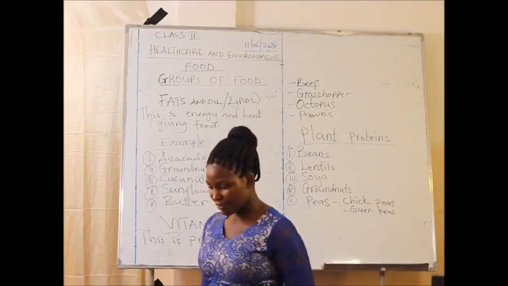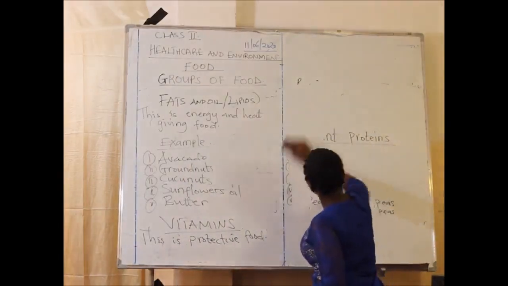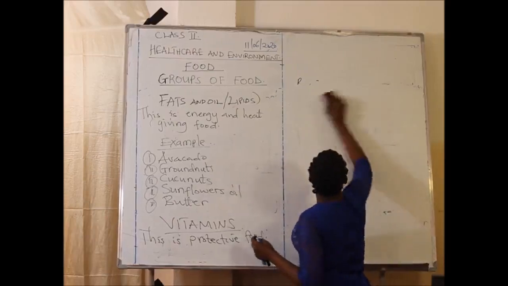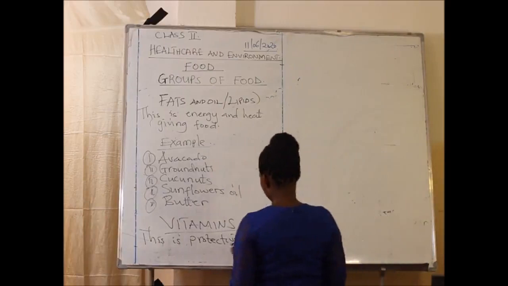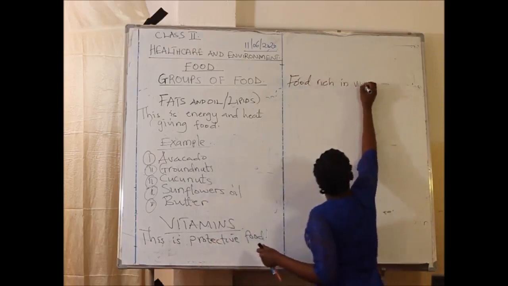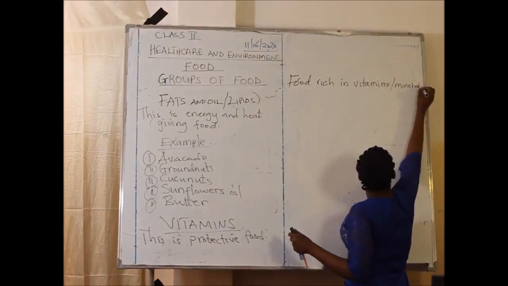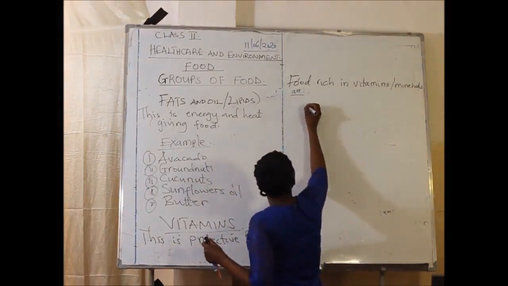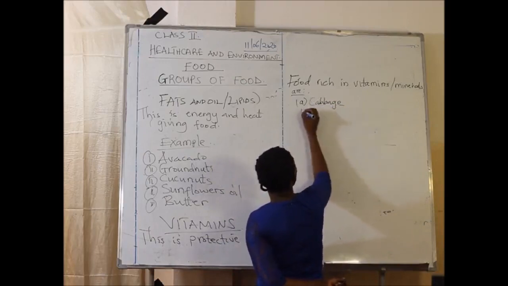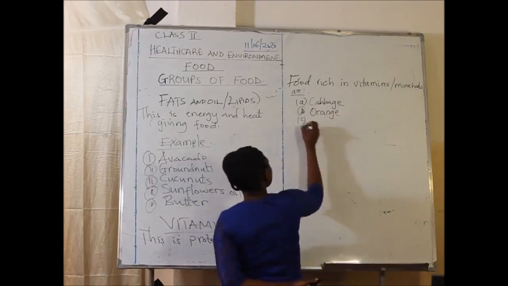Now let us look at examples of the food which is rich in vitamins. We can say it is vitamins and minerals. Examples of food which is rich in vitamins or minerals are cabbage, orange, and mangoes.